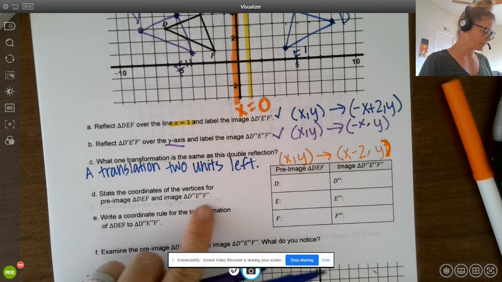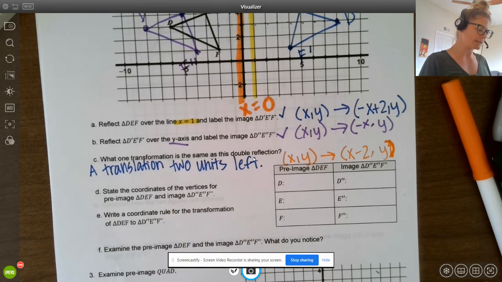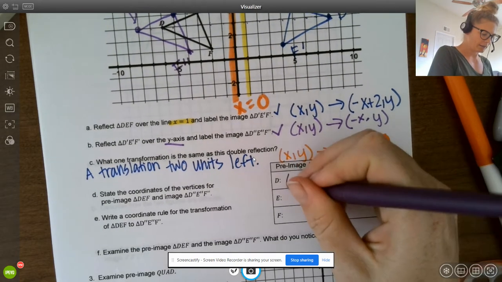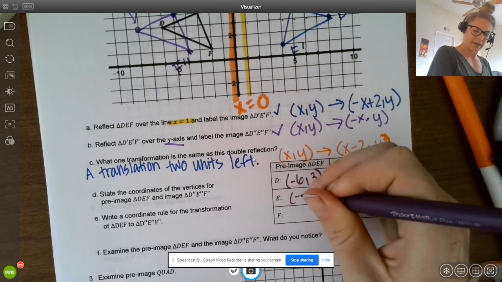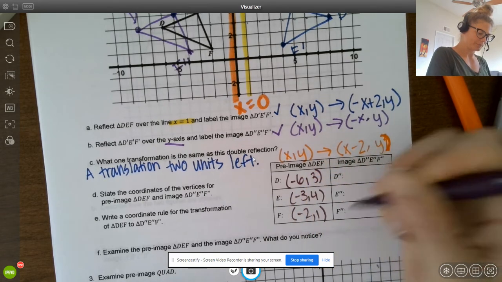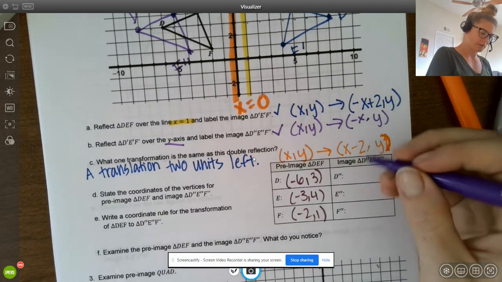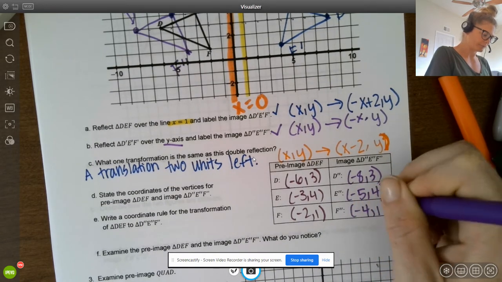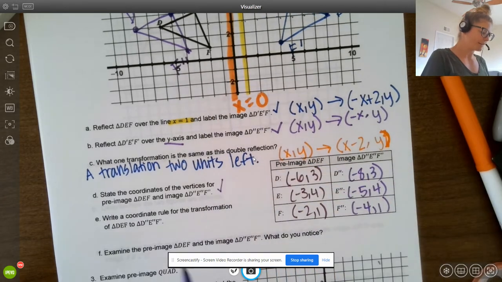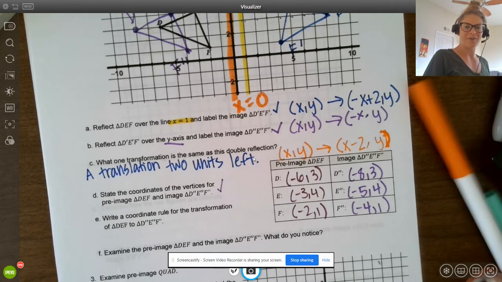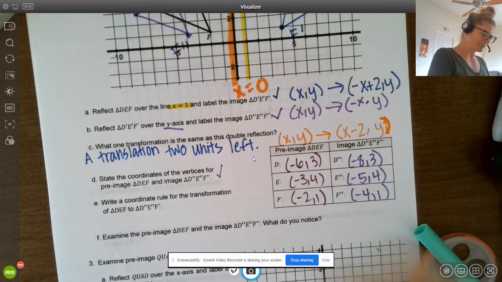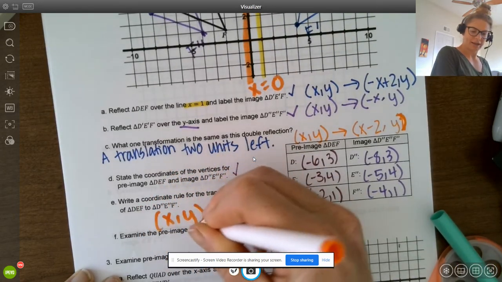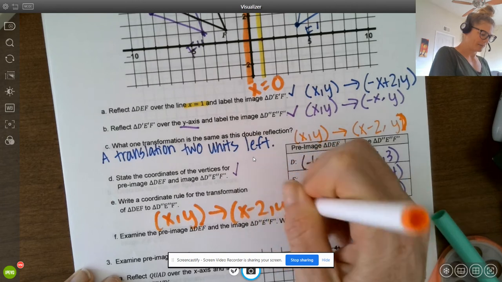Let's see, state the coordinates for the vertices for pre-image triangle DEF and image triangle D double prime, E double prime, F double prime. Well, DEF, if we take a looky at that one, and you probably found this filling this in, we had negative 6, 3, negative 3, 4, and negative 2, 1. And double prime, we had negative 8, 3, negative 5, 4, and negative 4, 1. And then they wanted the coordinate rule, which we had already come up with above in orange. You're just being extra. x minus 2, comma y.